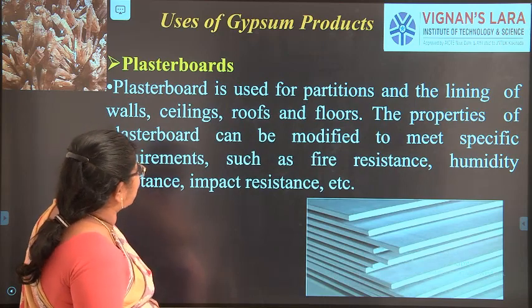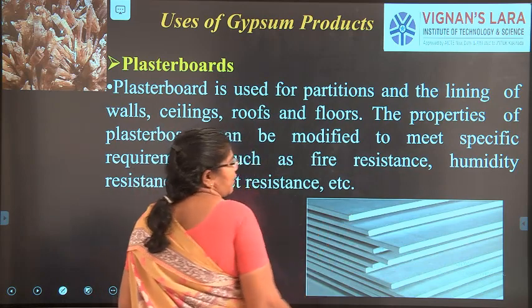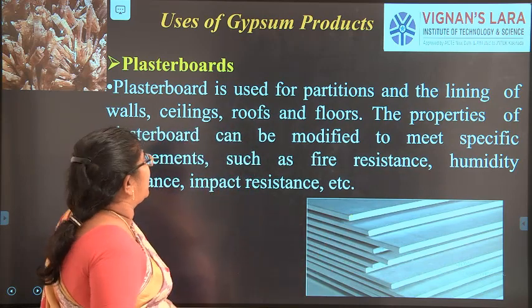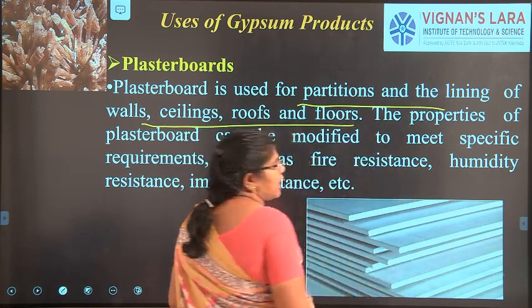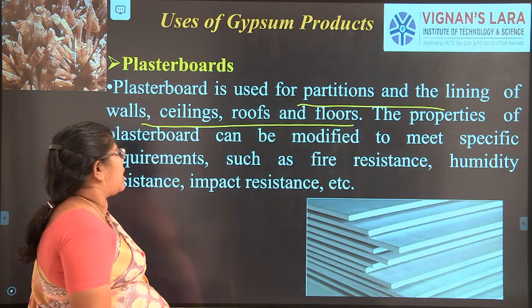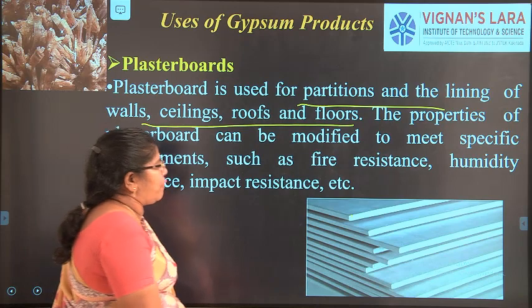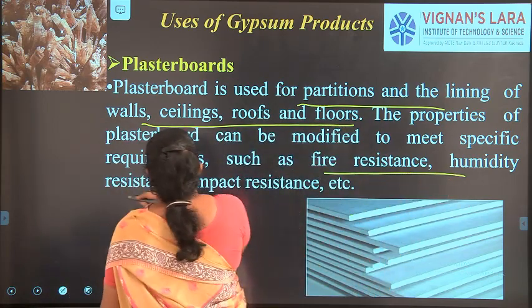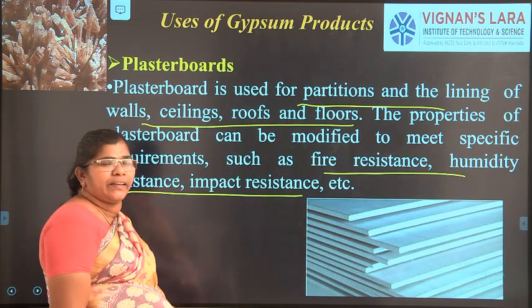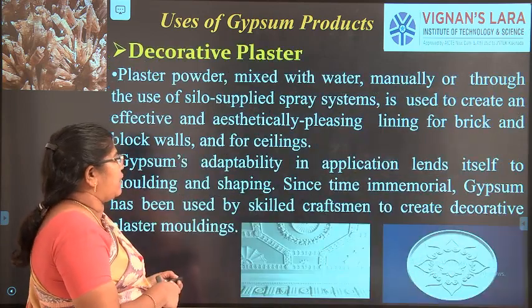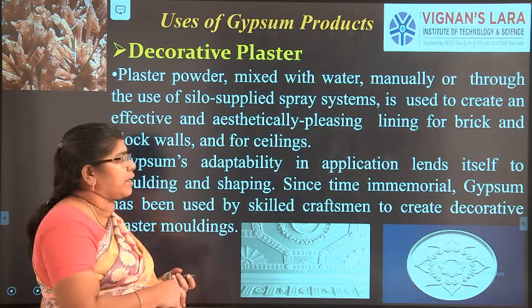So this is a plaster board you can see. White color, it can also be used in different colors. It is used for partitions and the lining of walls, ceilings, roofs and floors. This is mostly used for construction. The properties of the plaster board can be modified to meet certain requirements such as fire resistance, humidity resistance, impact resistance, etc. by mixing with other materials, right? For example, for impact resistance, we can even mix with some fibers to make a plaster board.